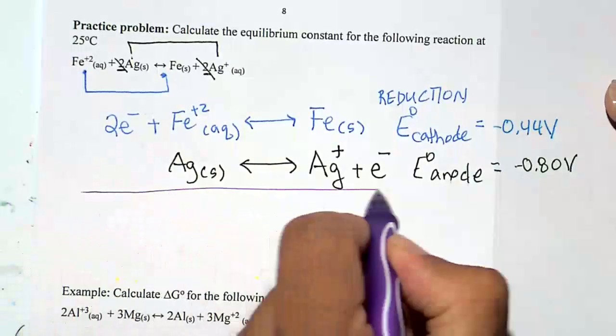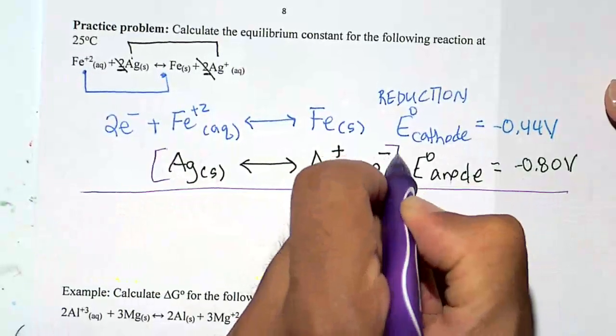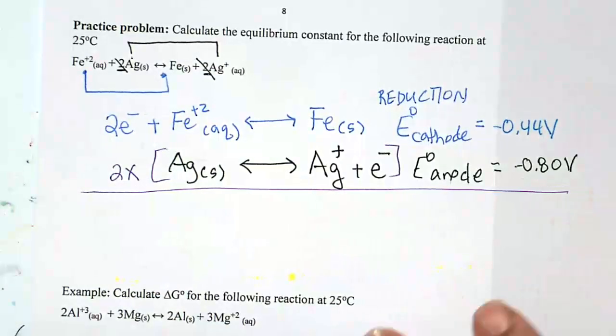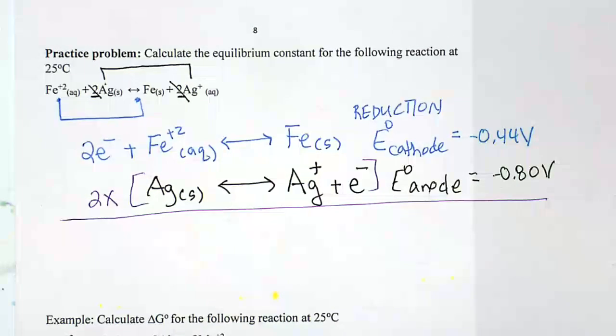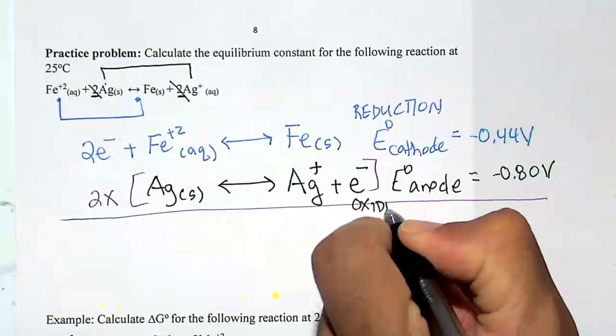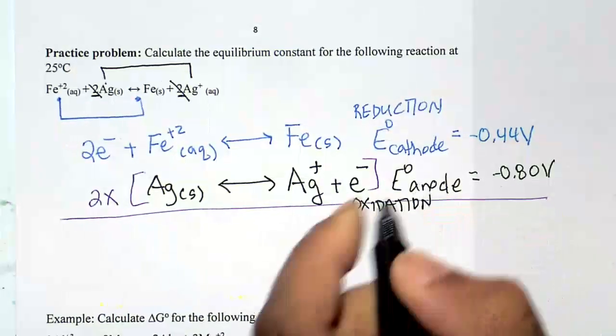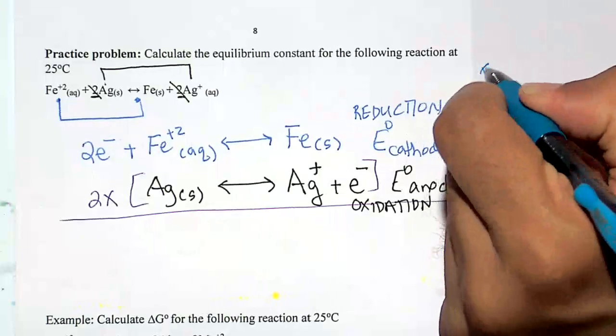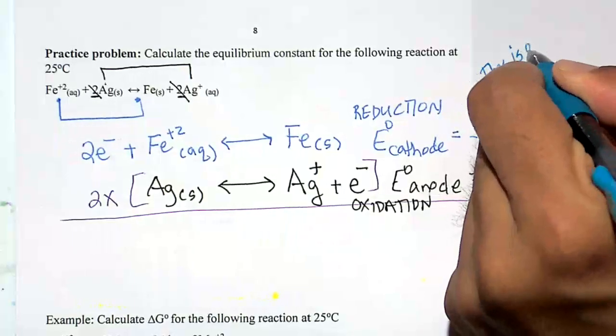All right, I'm going to multiply the bottom by 2, so this is a 2 electron transfer reaction. The bottom one here is an oxidation. You lose an electron. Okay, multiplying the bottom by 2, I just want to tell you guys this is a 2 electron transfer reaction.